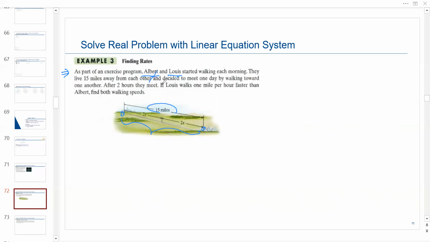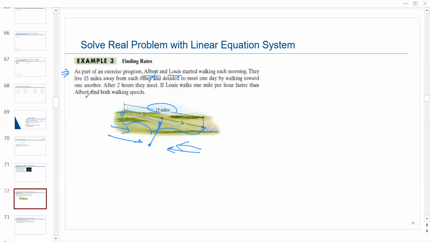And then they decide to meet one day by walking toward one another. So one moves this way, one moves this way, trying to meet somewhere in between. After 2 hours, they meet here. So one walks here, one walks here, and they meet somewhere in the middle. If Louis walks 1 mile per hour faster than Albert.